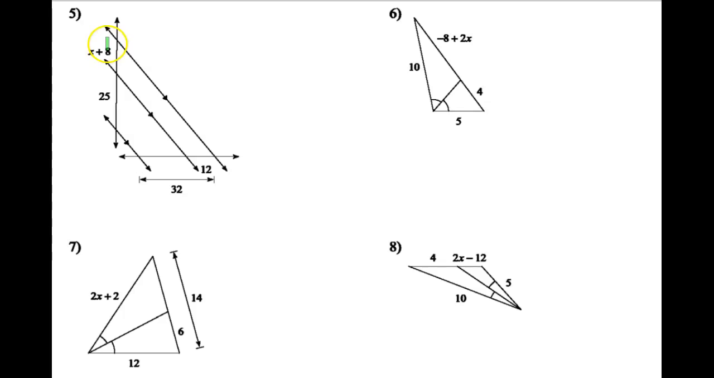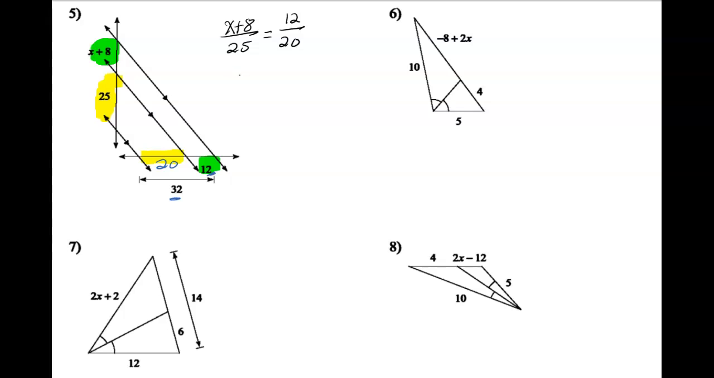So in problem number 5, we have the x plus 8 and we have the 25. So we have the 12, but I need this yellow piece. To get that yellow piece, I'm going to do 32 take away 12, so that yellow piece will be 20. Now I could set up my proportion green over yellow. So I could do x plus 8 over 25 is 12 over 20.